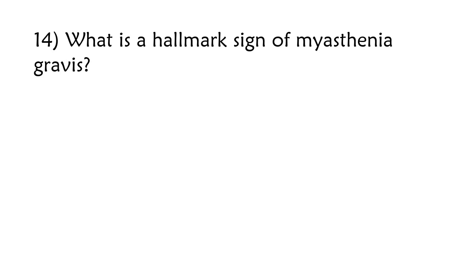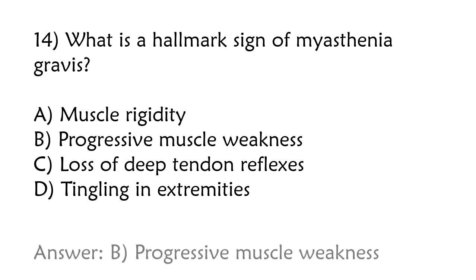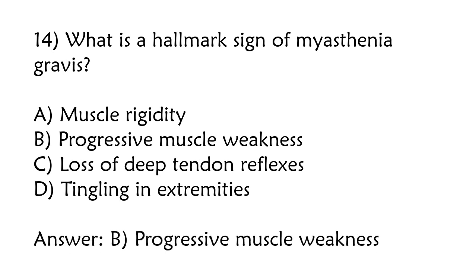What is a hallmark sign of myasthenia gravis? Muscle rigidity, progressive muscle weakness, loss of deep tendon reflexes, tingling in extremities. Correct answer is option B, progressive muscle weakness.